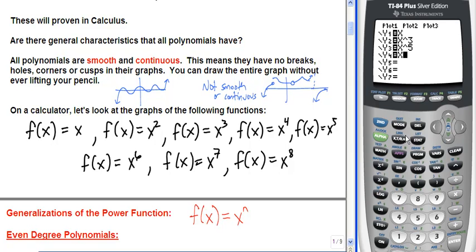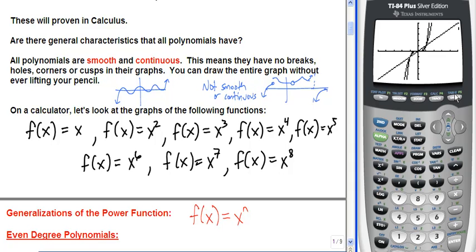And then let's do x to the seventh. And let's start with a window that goes from -5 to 5 for x's and -5 to 5 for the y's. We'll start with that and hit graph. There's y equals x. Here's x cubed. Here's x to the fifth. And there's x to the seventh. And they start to get pretty close together, so it's hard to see them up close.